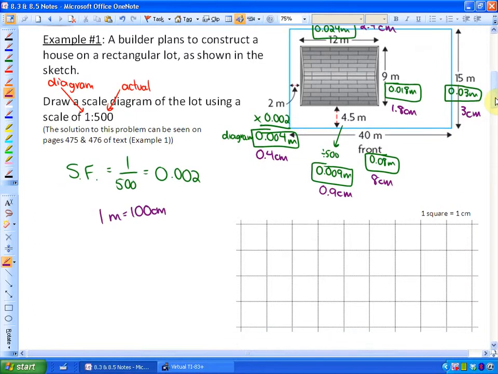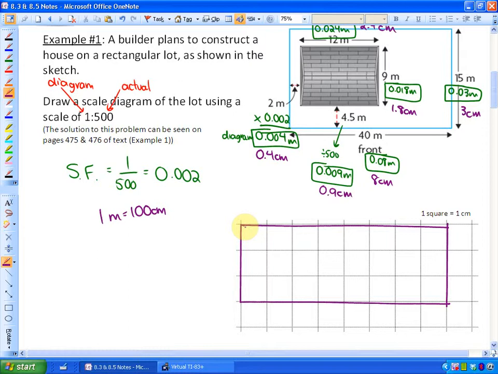So if I'm to draw that, I would have as my sketch, the outside would be 8 by 3. So this would be the outside lot. 8 centimeters by 3 centimeters is the outside lot according to the scale diagram. So this is the scale diagram.